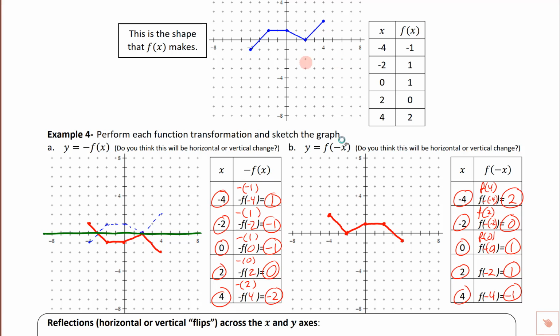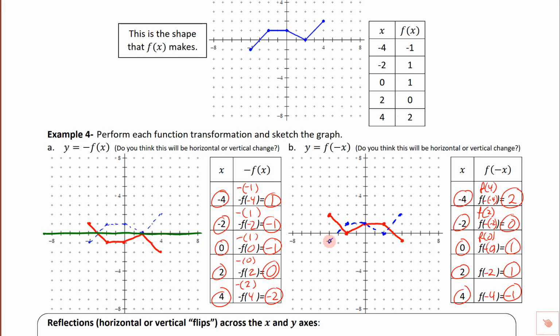Now, you can kind of tell what happened here going from the original graph to this one right here. These horizontal changes are kind of ugly. So let's take a look here. Let's graph that original one. It started right here, went up to there, over to here, and then it went down to here, and then it went up to right here. So this is the original one.